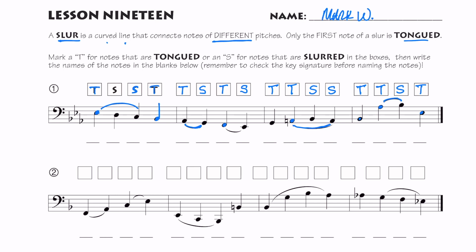If it's by itself, or if it's at the beginning of a curved line, then it's tongued. If it's in the middle or at the end of a curved line, it's slurred. So tongue, slur, tongue, slur, tongue, slur, slur, tongue, tongue, slur, slur, slur. Notice all three of those: this one is under, and this is at the end. Here, I kind of got my box off a little. Tongue, then here is tongue, slur, slur.